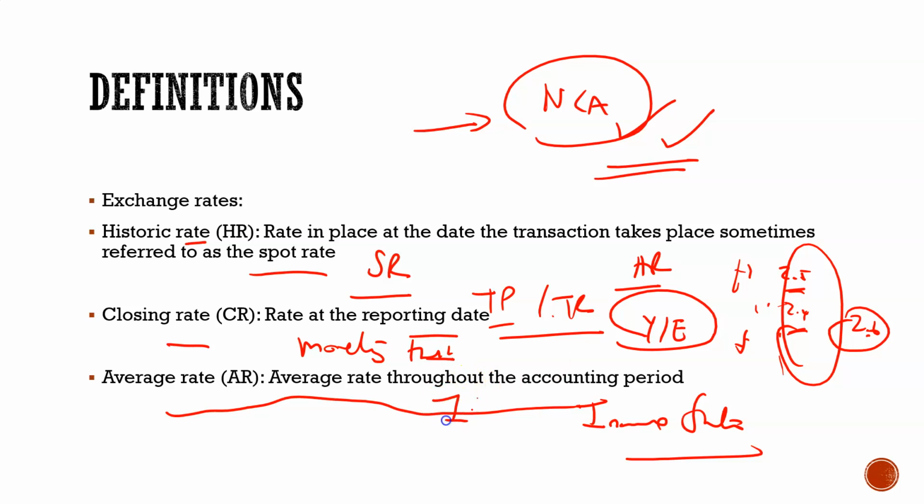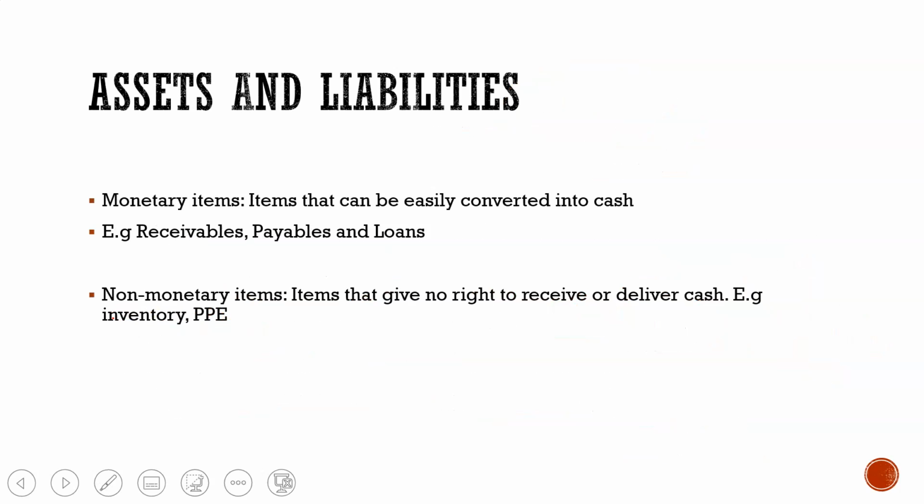So this is more income and expenses, and this, of course, is to do with assets and liabilities, the closing rate, the movement. So I'll say it again: monetary items that can easily be converted into cash. So these are what we call monetary items: receivables, payables, and loans. And then we also have, of course, non-monetary items, if you like, inventory and property, plant, and equipment. And we leave those at the historical rate.